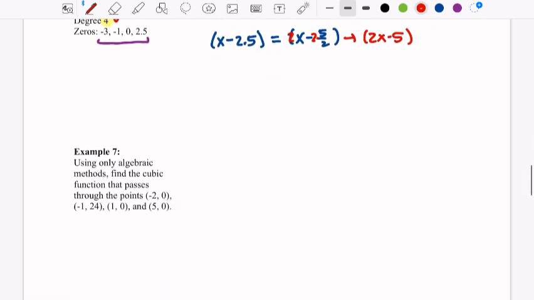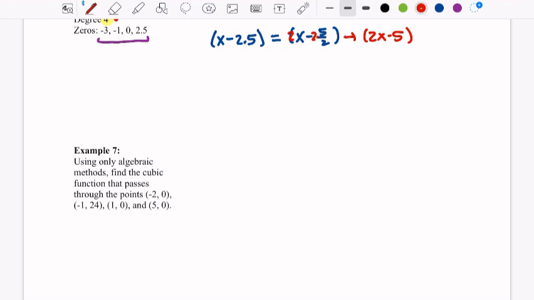Okay, last example that we have, we're going to use only algebraic methods to find the cubic function that passes through the 4 points that are given. Looking at these points, I see that 3 of them have an output of 0, or a y value of 0. So what does that mean about all of those points? Those points are going to be the zeros of our function. So -2, 1, and 5 are zeros.